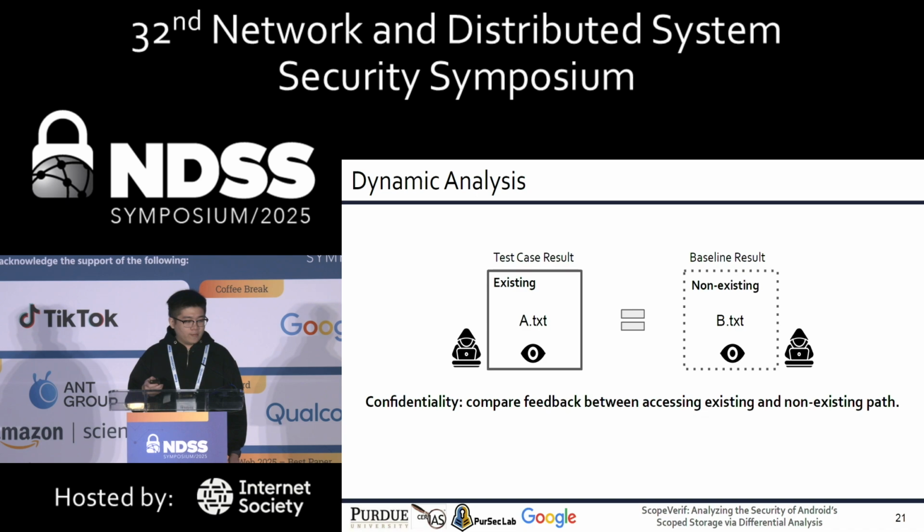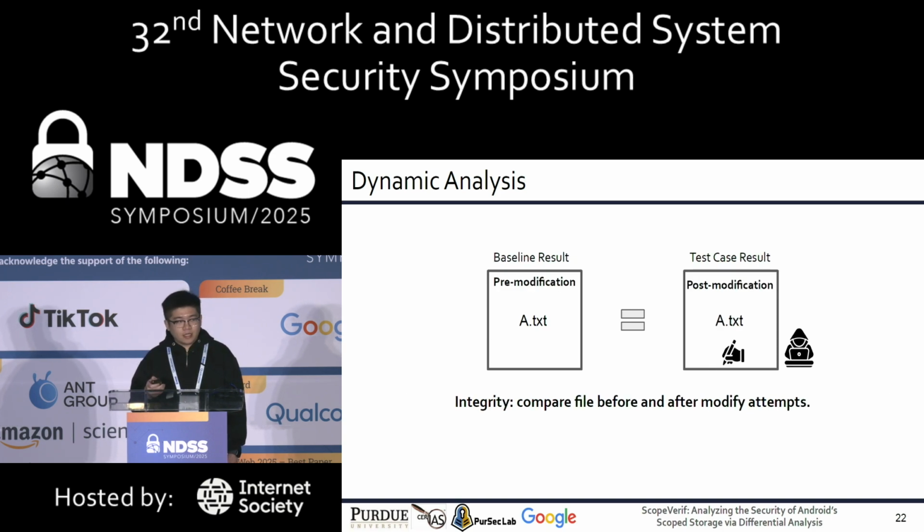So basically, let's imagine what could be the perfect secrecy for file access. When we access a file, the perfect secrecy is we don't even know whether the file exists or not. Based on this intuition, we designed ScopeVerif to first ask the test app to read a file path where there is no file. We collect the feedback as the baseline, then we execute our test case and compare them. If there's any difference, that indicates at least the existence of that file has been leaked.